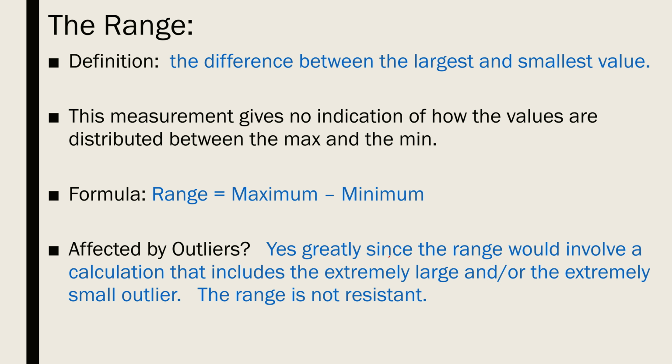The first measurement we are going to learn is range. Range is the difference between the largest and the smallest value. These measurements give no indication of how the values are distributed between the max and the minimum. The formula of the range is the maximum value subtract the minimum value.